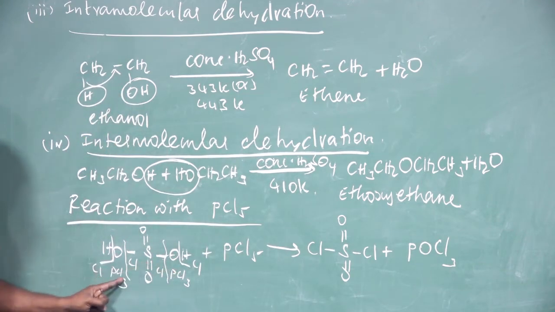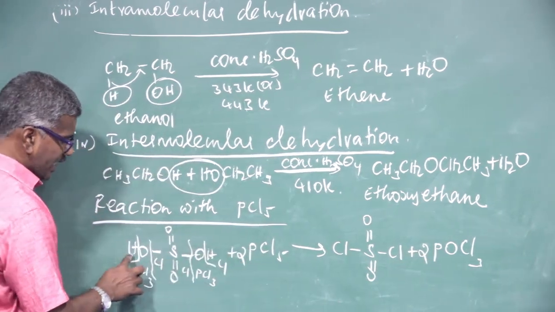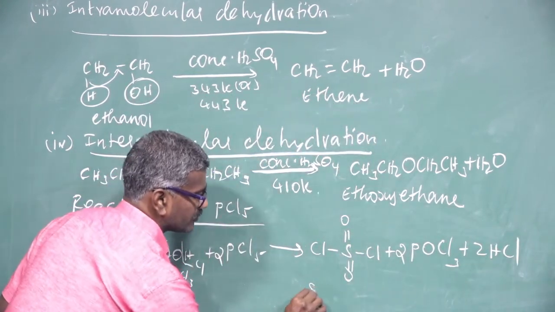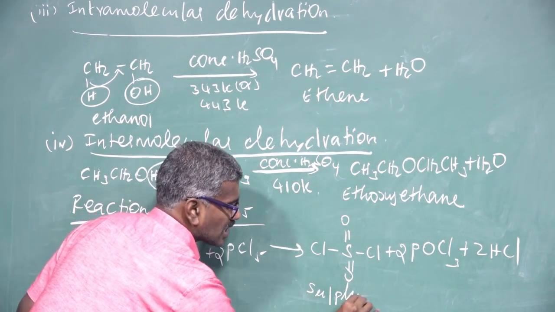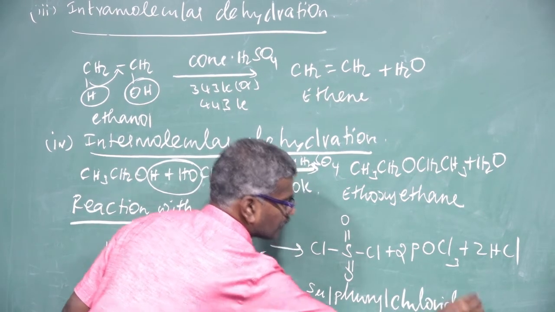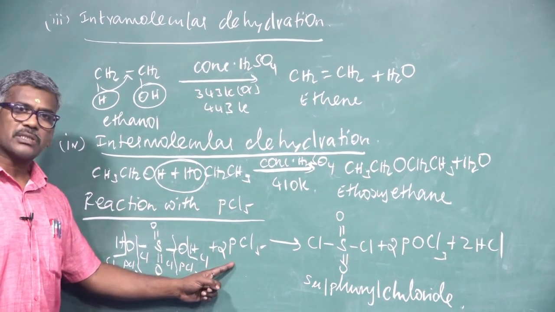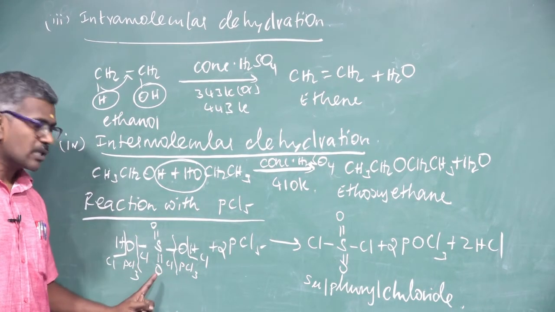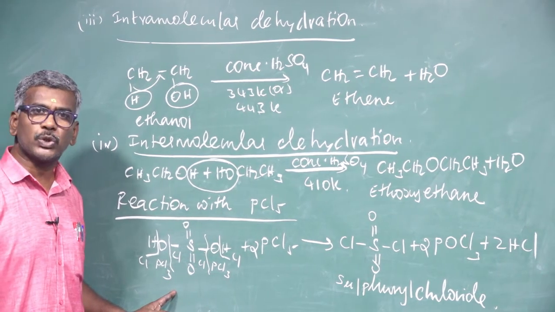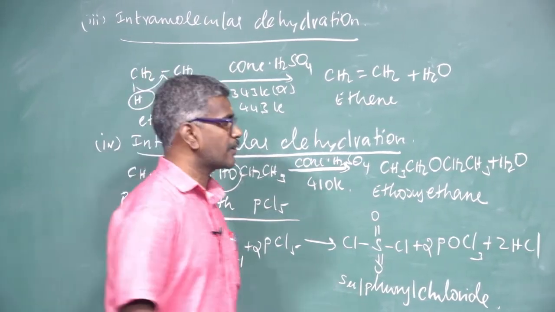POCl3, how many times? 2 times of PCl5, and 2 times of HCl. This is called sulfuryl chloride. Sulfuric acid reacts with excess PCl5 because sulfuric acid contains 2 hydrogens, that is, a basicity of 2, so it reacts with 2 times of PCl5 to form sulfuryl chloride.